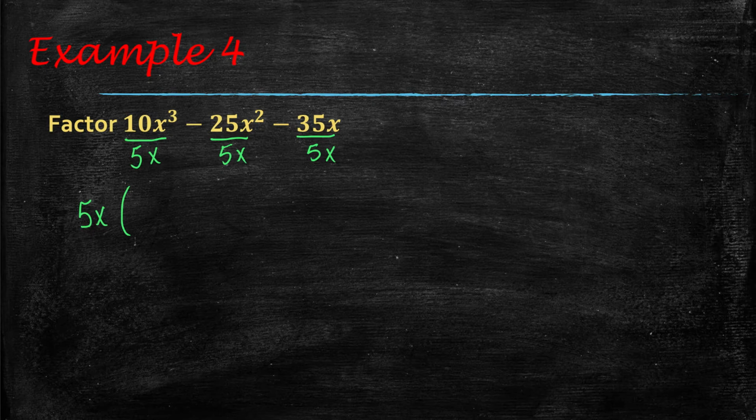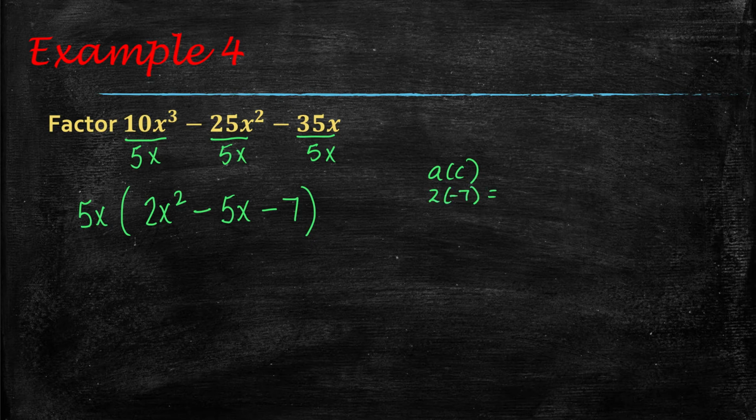So when I divide the first term by 5x, I'm going to have 2x squared. Divide the second one, I'll have a minus 5x. And last one, I'll have minus 7. Now, go ahead and multiply your a times your c. My a times my c would be 2 times negative 7, which is equal to negative 14. And I'm looking for factors of negative 14 that will add up to that middle term of negative 5.